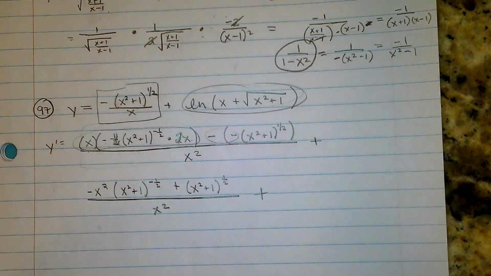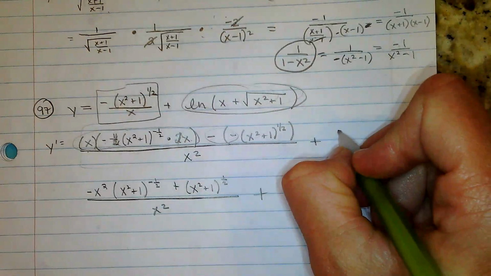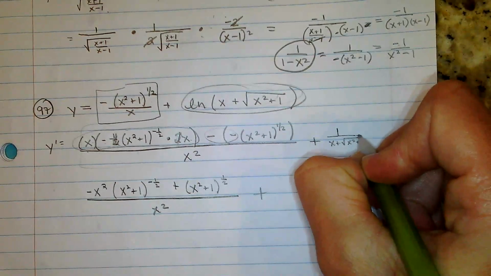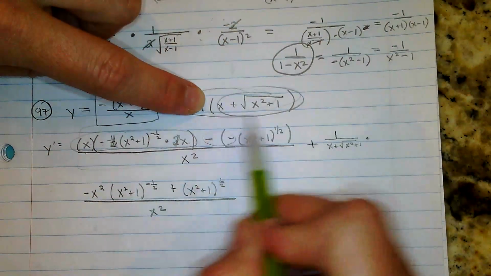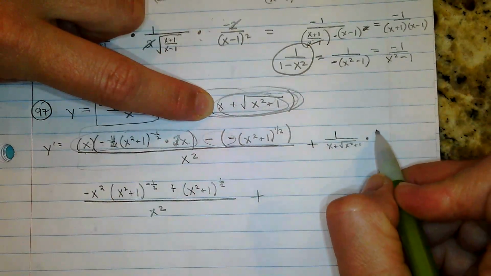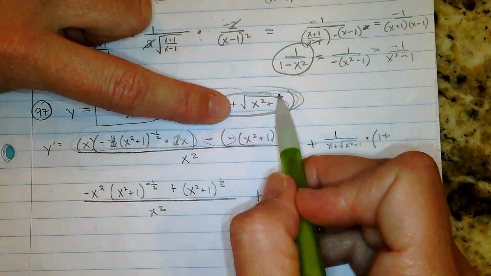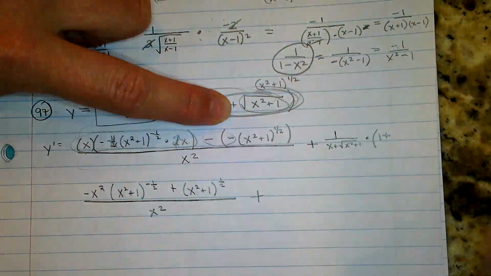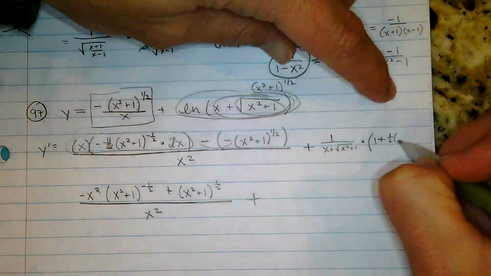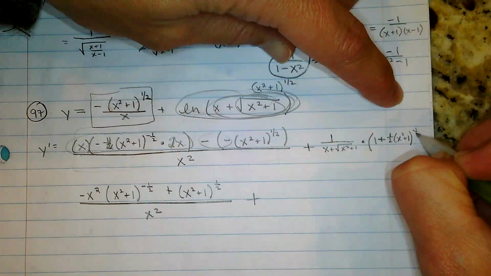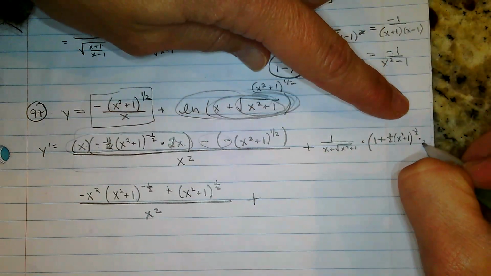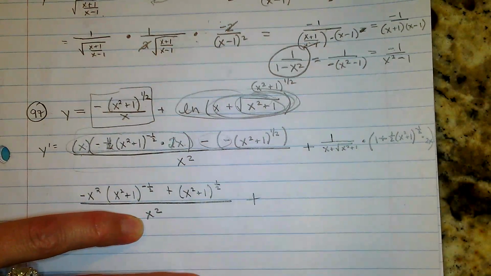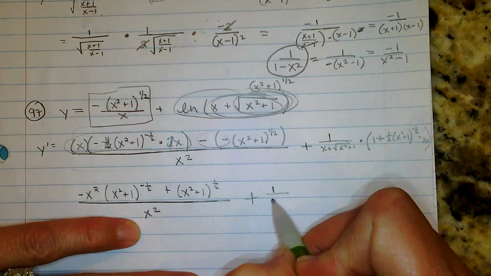So the derivative of ln is 1 over whatever this is, times the derivative of what's inside, and the derivative of what's inside is 1, plus the derivative of this is a chain rule within a chain rule, because this is technically x squared plus 1 to the 1/2 power. So the derivative of that is 1/2 x squared plus 1 to the negative 1/2 power times the derivative of what's inside of that, which is a 2x.